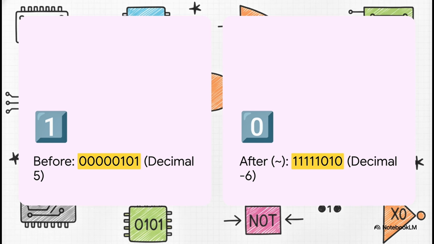Now, here is where things get a little wild. Computers use a system called 2's complement to represent negative numbers. And in that system, this new pattern, 111 111 010, actually represents the number -6. It's a bit of a mind bender, I know, but it's a super efficient way for the computer to deal with both positive and negative numbers.